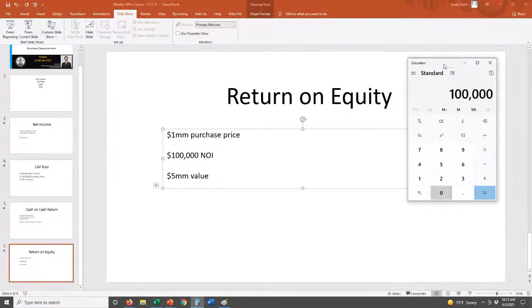If I've got $100,000 and the value of the property is $5 million, I'm getting a 2% return on my equity. Okay, so a lot of owners will think, hey, I bought it for $1 million, I'm getting 100,000, I'm getting a 10% return. You are not. You're not. The property's worth $5 million, you're getting a 2% return on the equity that you have right now.